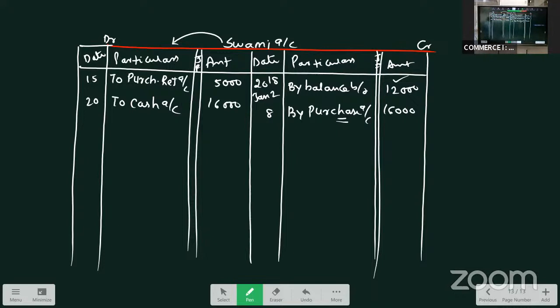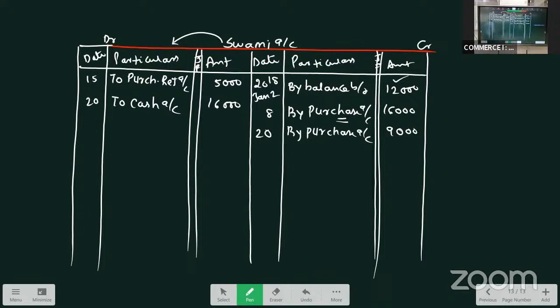Is it clear? Then 24th, goods purchased from Swami. Again, we purchase goods from Swami. So Swami is the giver. Goods are going away from Swami. So write by purchases. What is the amount given? 9,000. We are done with the transactions. 5 transactions will fetch you 5 marks.